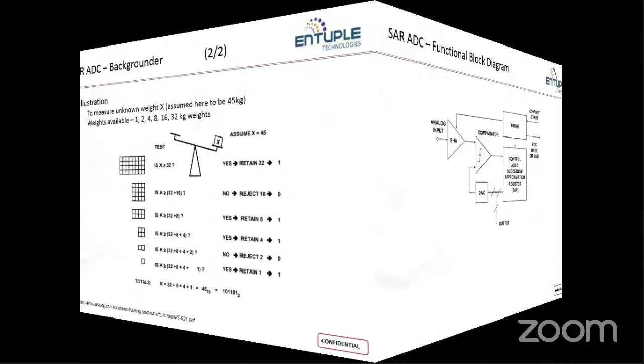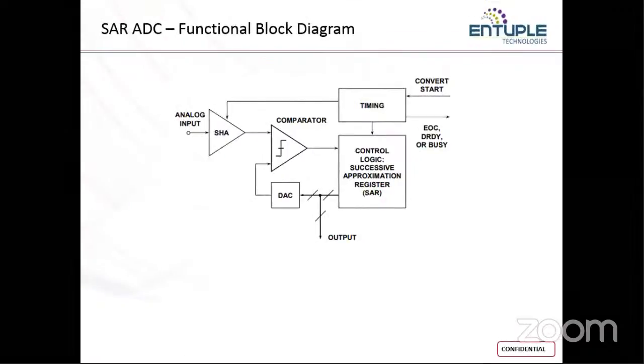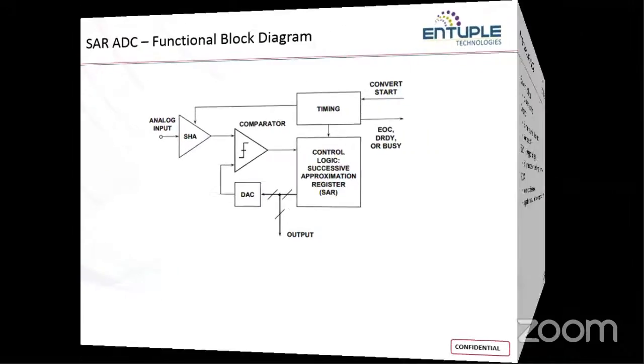And for doing this, we have a functional block diagram. We have a sample and hold circuit, we have a comparator, we have a digital to analog converter, and we have a successive approximation register along with the timing module. For this timing module, we have a start conversion and end of conversion. Along with that, we'll also have a data busy, data ready or data busy. So what is the functionality of each and every block that is available over here?